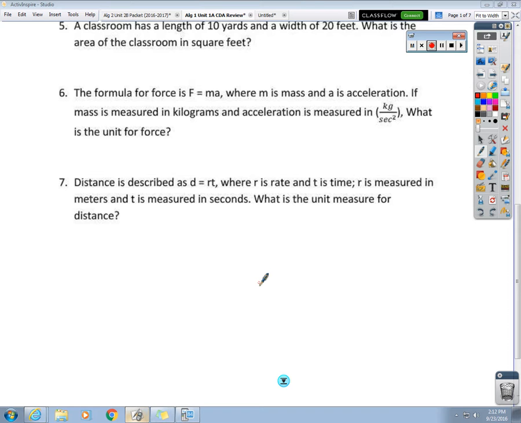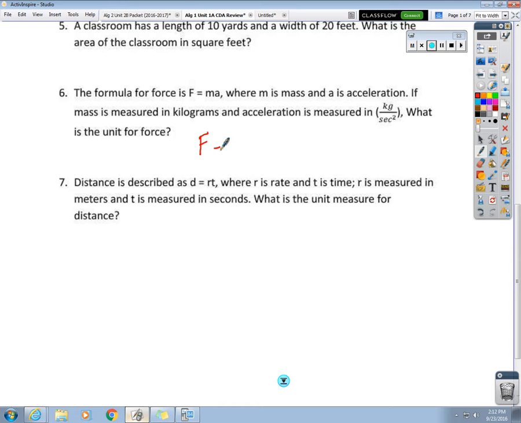Alright, the formula for force is F equals ma, where m is mass and a is acceleration. If mass is measured in kilograms, then acceleration is measured in kilograms over second squared. What is the unit of force? When you read this, it seems like it would be complicated, but it's really super easy.